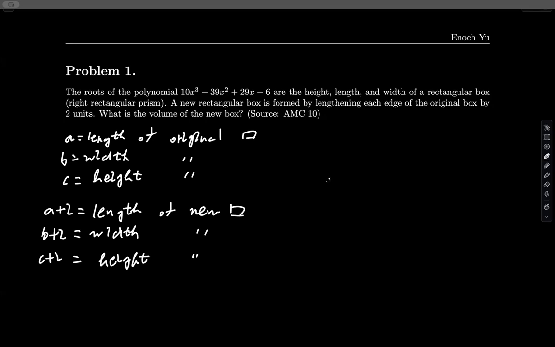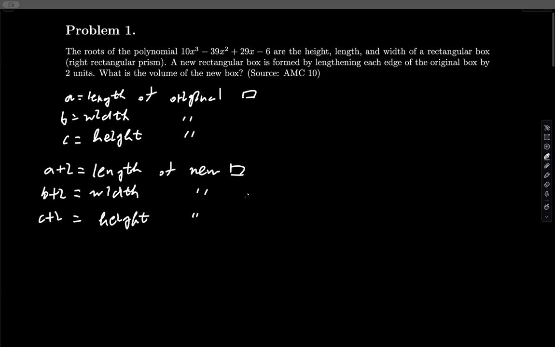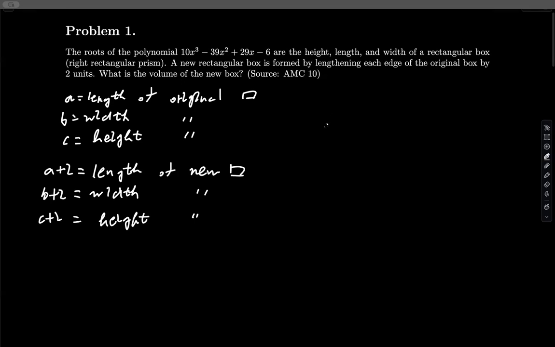Now we need to find the volume of the new rectangle. Using the volume formula for rectangular prisms, it is length times width times height. So the volume is (A plus 2) times (B plus 2) times (C plus 2). Let's say this polynomial is P of X for convenience. It is also given that A, B, and C are the roots of the polynomial, so when we substitute A, B, and C into P of X, we should get 0.